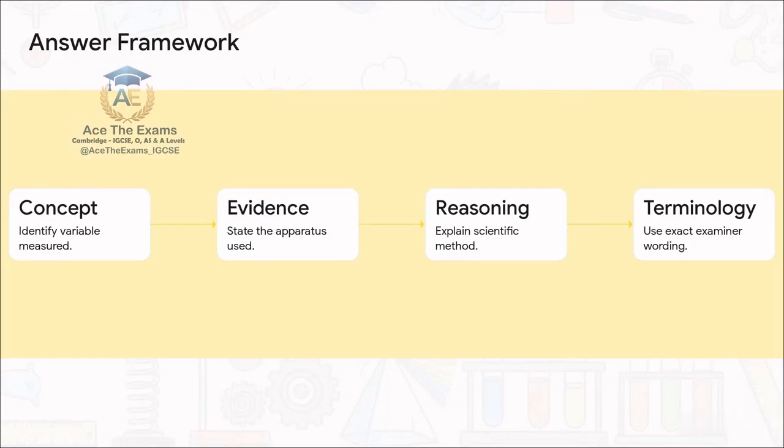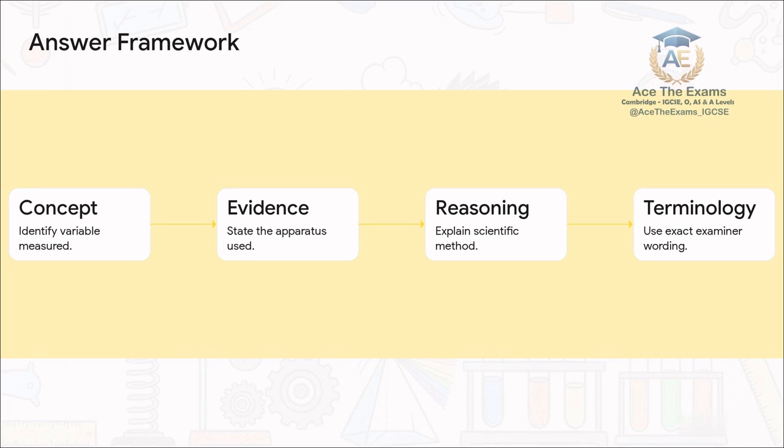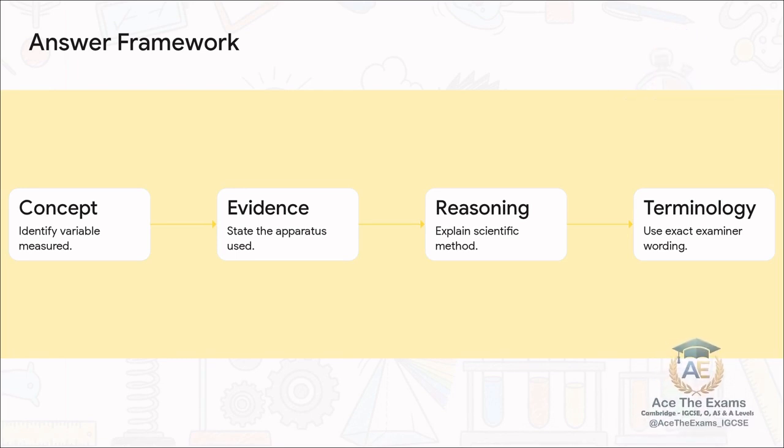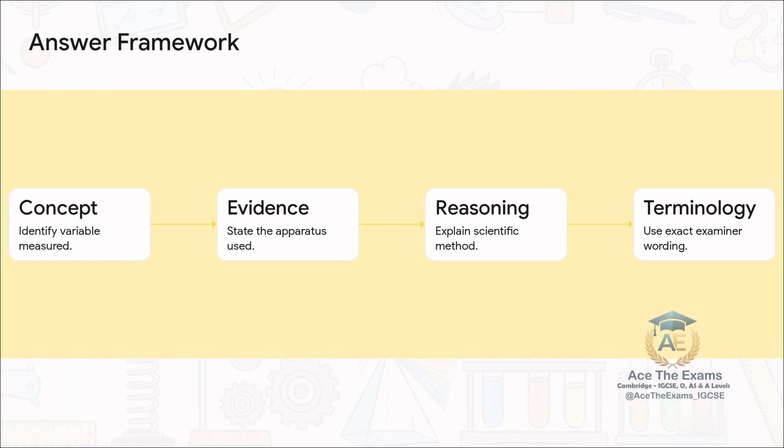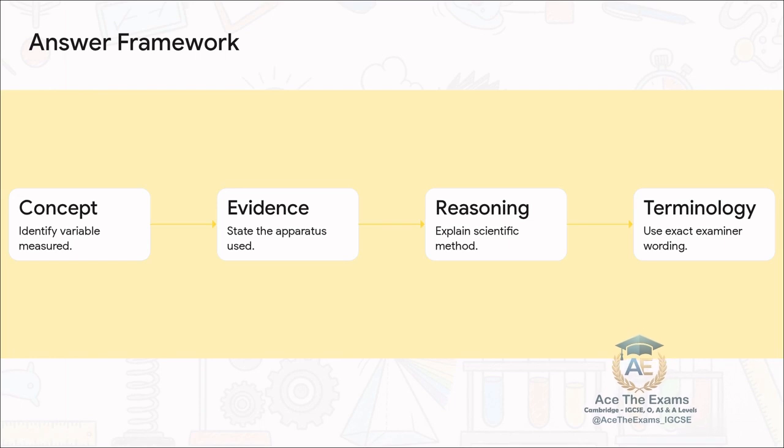Okay, so here is the 4-step framework you absolutely must memorize to structure top-end answers for any measurement question. Step 1, identify the concept. Are we measuring volume, time, or density? Step 2, state your evidence or data. What specific apparatus are you using to capture this? Step 3, provide the scientific reasoning. Why are you doing it this exact way? To avoid parallax error? To ensure thermal equilibrium? And step 4, apply examiner wording. Use precise terms like meniscus, anomaly, or precision. When you build your answers through these 4 steps, you mathematically eliminate the chance of missing a method mark.